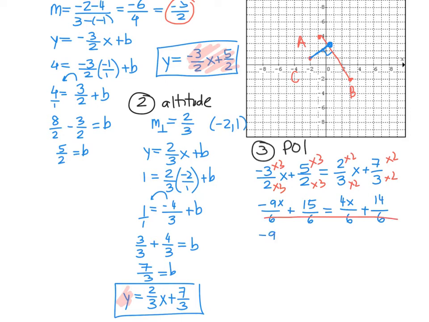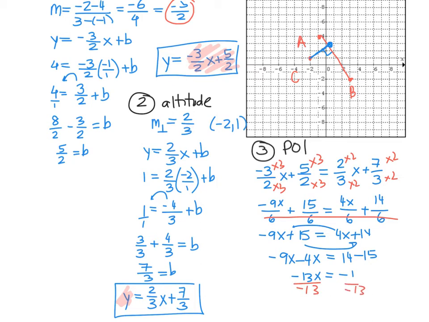And now I can just solve the equation negative 9x plus 15 equals 4x plus 14, and I can start swapping sides. So negative 9x minus 4x equals 14 minus 15. That's negative 13x equals negative 1. And when we divide both sides by negative 13, we're not going to get a nice point of intersection, but that's okay. The x coordinate is positive 1 over 13.